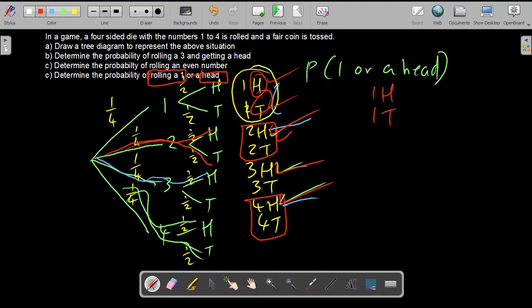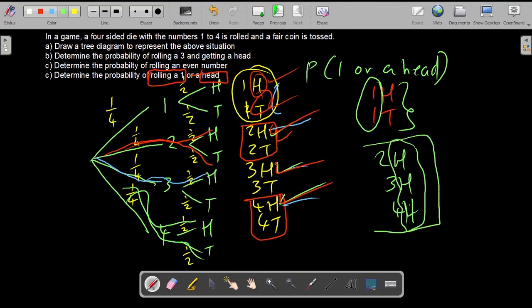1h and 1t both have 1 in them. So we include the probabilities of these two. 2h, 3h, 4h, all of these have h in them. So that is why we add all of this in there. This didn't specify that we want a 1 and something else or a head and something else. It only said 1 or a head. That is why we basically added all of these things. So that sums up this example.